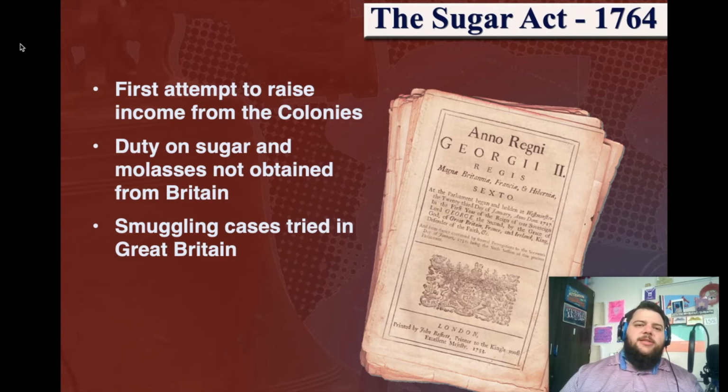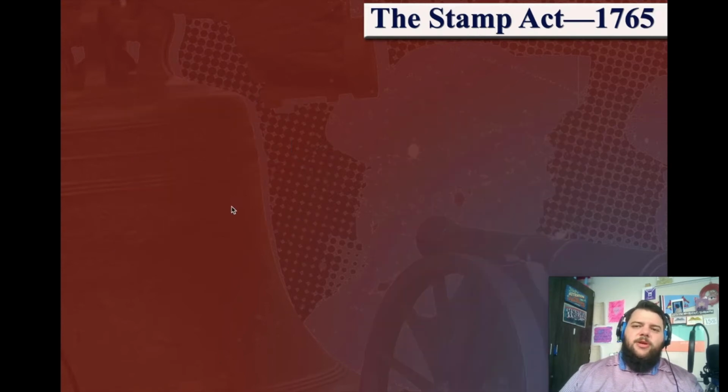This is a tax, and if you see duty, you should think tax, on sugar and molasses that aren't going to come from Great Britain. This is from France or Spain or the United States. Anywhere but Britain gets this tax put on it. If you were smuggling sugar or molasses, they decided that too many people were getting away with it in the United States. So instead, they're going to put you on a boat, send you to Great Britain, and put you on trial there because there's too many people getting away with it.